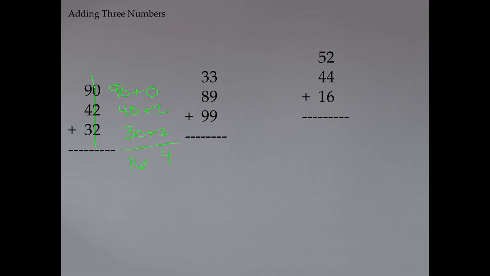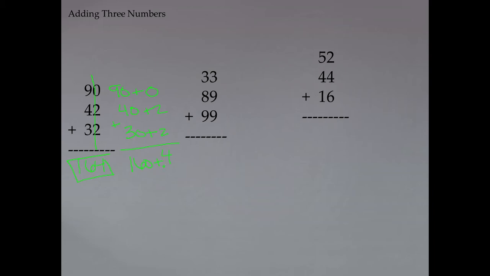So I have 160 plus 4, because really what I was saying, instead of 9 plus 4 plus 3, I was saying 90 plus 40 plus 30. So I have 160 plus 4, which equals 164. And that would be my answer. So that's one way of solving an addition problem where you have more than 2 numbers.